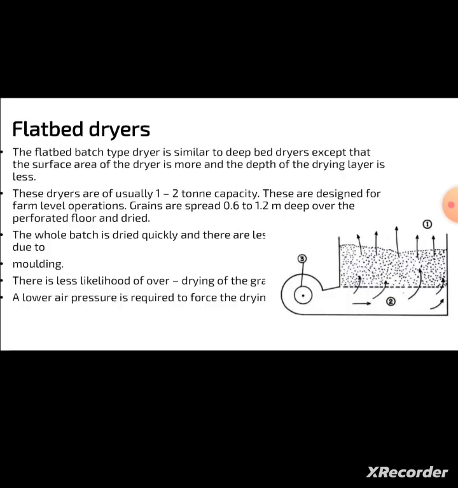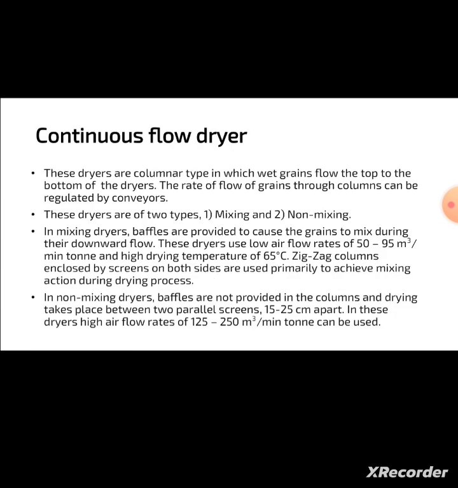And for flat bed dryers, the capacity will vary from 1 to 2 ton, and the bed depth will be 0.6 to 1.2 meter only. So there is a limited likelihood of over drying the grains. Continuous flow dryer is nothing but the grains flow from the top to the bottom of the dryer. The rate of flow of grains through columns can be regulated by conveyors.